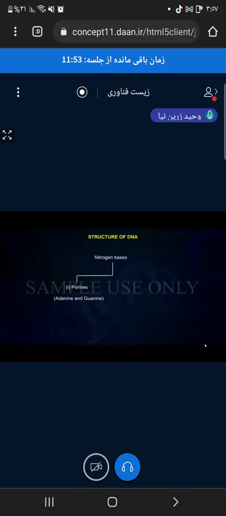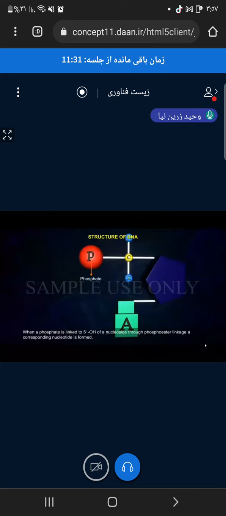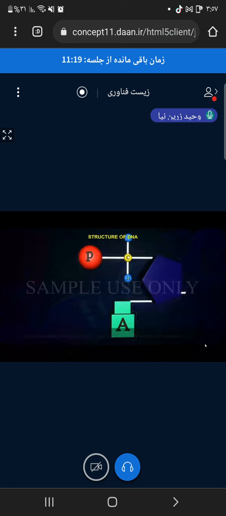3. Nitrogen base. There are two types of nitrogen bases. 1. Purines, adenine and guanine, and 2. Pyrimidines, cytosine and thymine. The nitrogenous base is linked to the pentose sugar through glycosidic linkage to form a nucleoside. When a phosphate is linked to the 5' OH of a nucleoside through phosphate linkage, a corresponding nucleotide is formed.